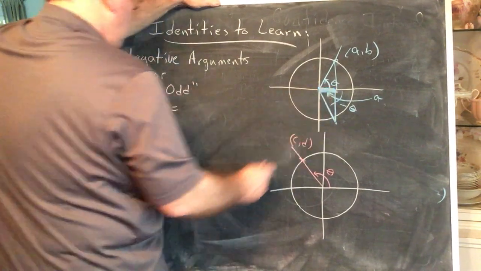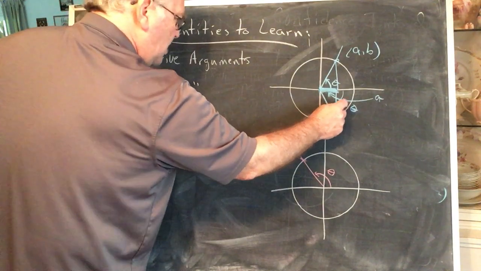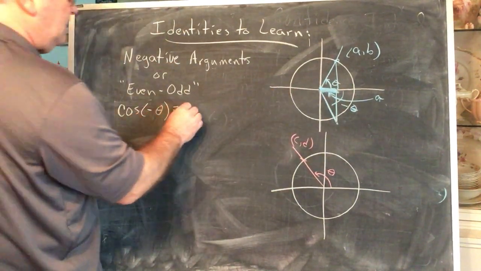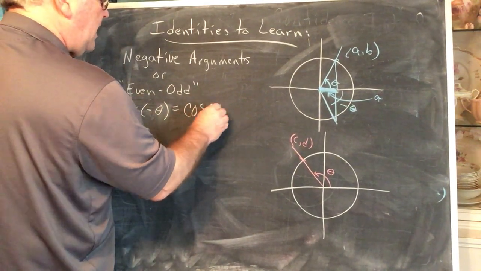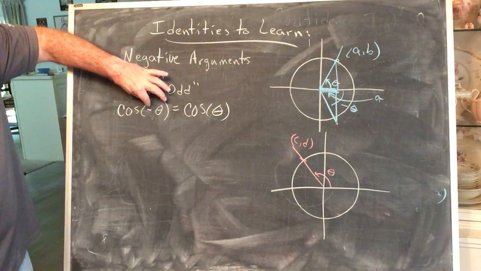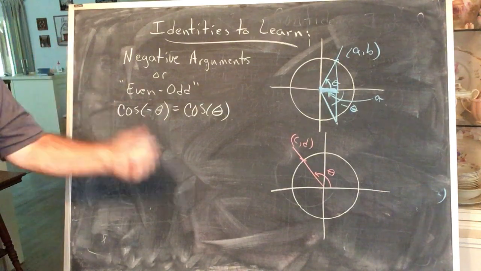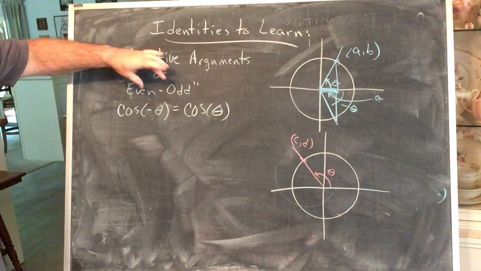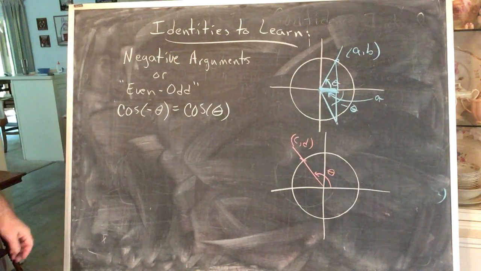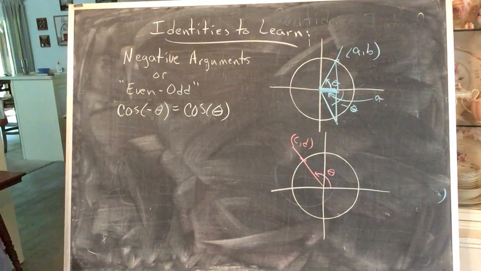Cosine stays the same. Cosine of negative theta is a. Cosine of positive theta is also a. Cosine of negative theta and cosine of positive theta are the same. In cosine, the negative sign vanishes. Use a memory device or flashcards or whatever it takes for you to learn that, but you need to know that cosine of negative theta is equal to cosine of theta. Sine of negative theta is equal to negative sine of theta.